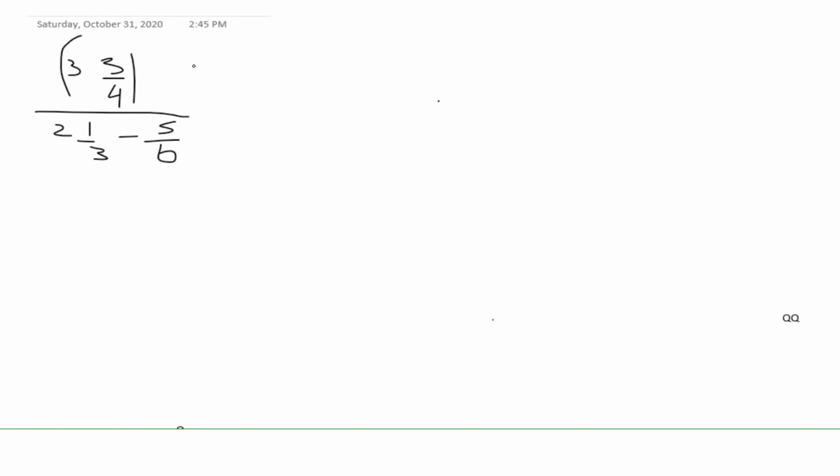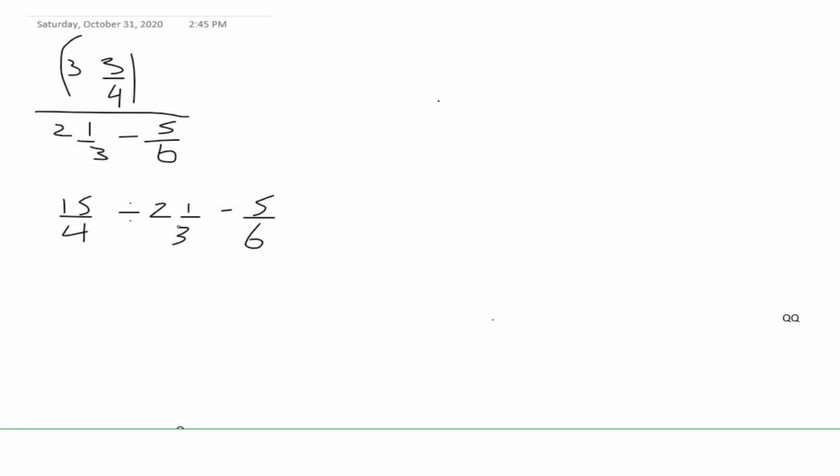Here we have January 2009. So what we're gonna do first is I'm gonna change what is in the bracket to an improper fraction. So that's 3 times 4, that's 12, plus 3, that's 15, over 4, divided by 2 and 1/3 minus 5 over 6.